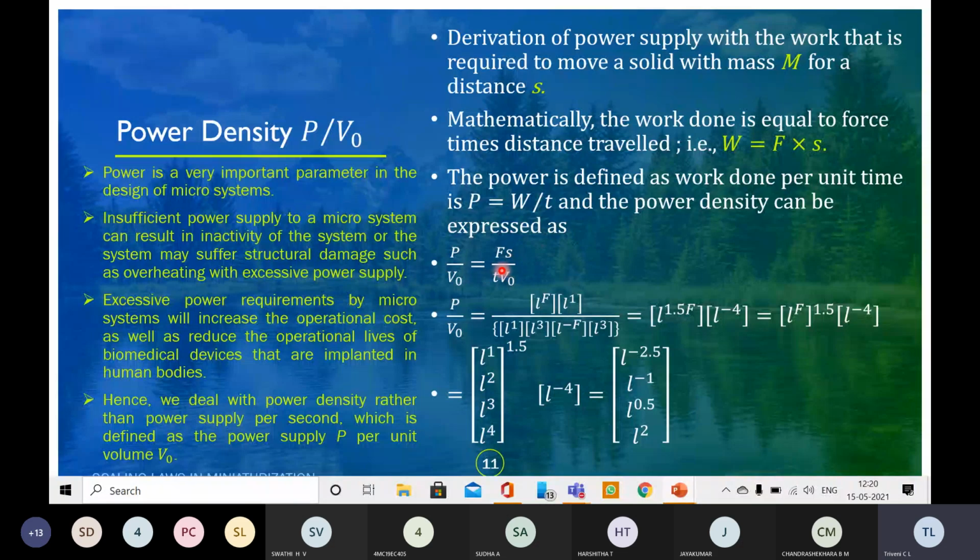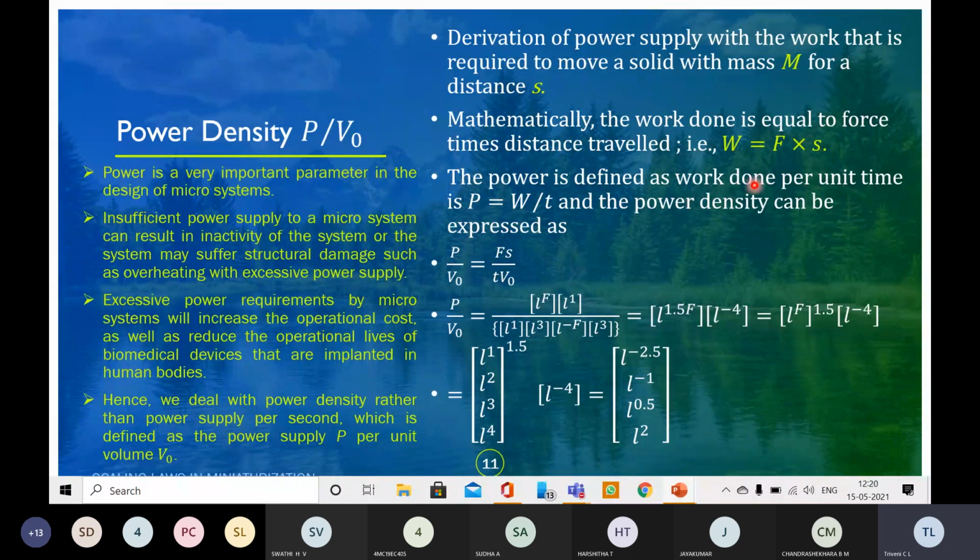So P by V naught, if we take the value, is nothing but the work done, F into S, divided by V naught. V naught is nothing but the volume. So the volume is given by T into V naught itself. So this will be considered as the equation for the power density.